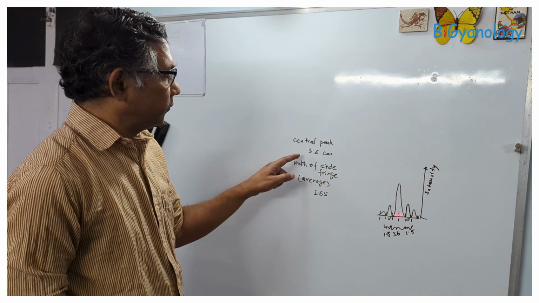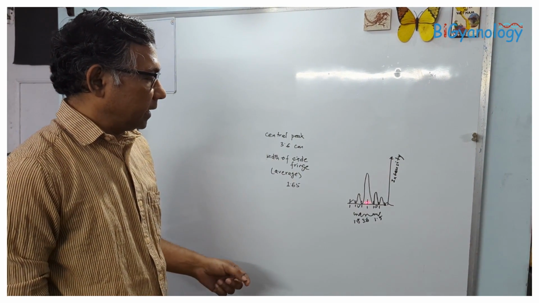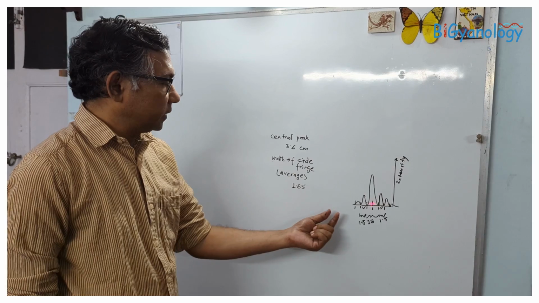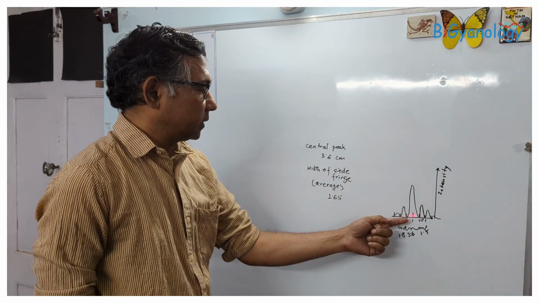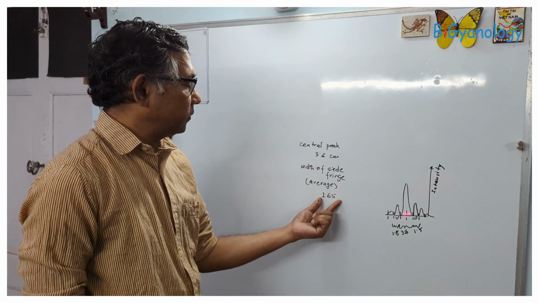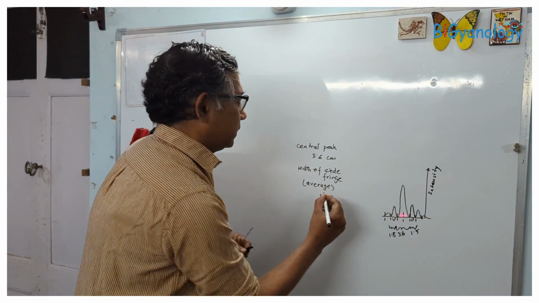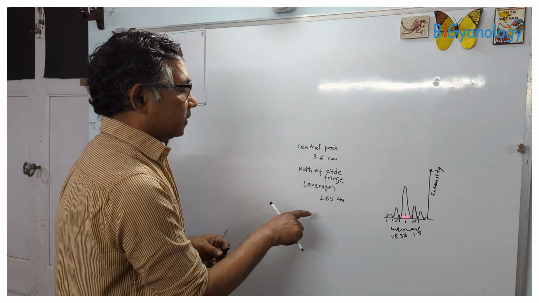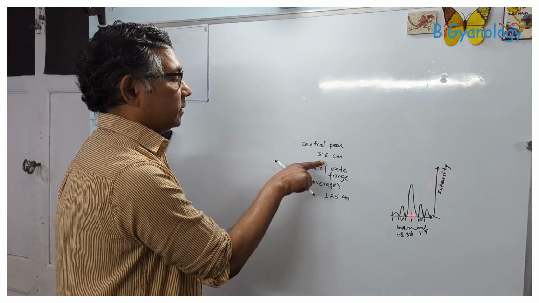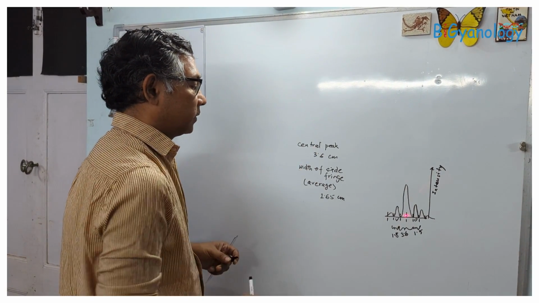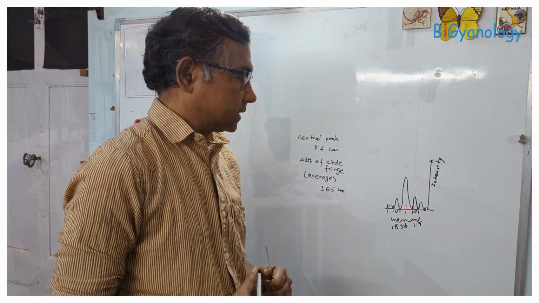The width of the central peak I measured with a scale is 3.6 centimeters, and the average width of the 2 side fringes, this one and this one, comes out to be 1.65 centimeters. This is okay. 1.65 is about half of 3.6. Exact half would have been 1.8. Now we have to measure other distances.